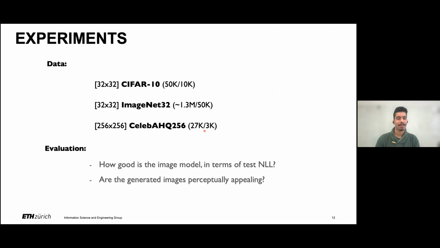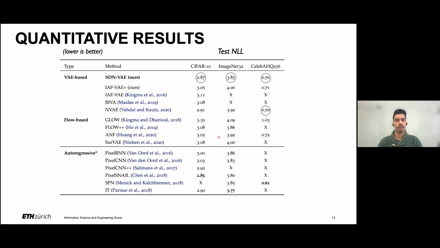So for our experiments, we looked at 3 data sets: CIFAR10, ImageNet32, a downsampled version of the ImageNet, and CelebA-HQ, which is a high-resolution data set with high-resolution images of faces. We looked at quantitatively what's the test score for the negative likelihood, and we also looked at qualitatively how these images appear.